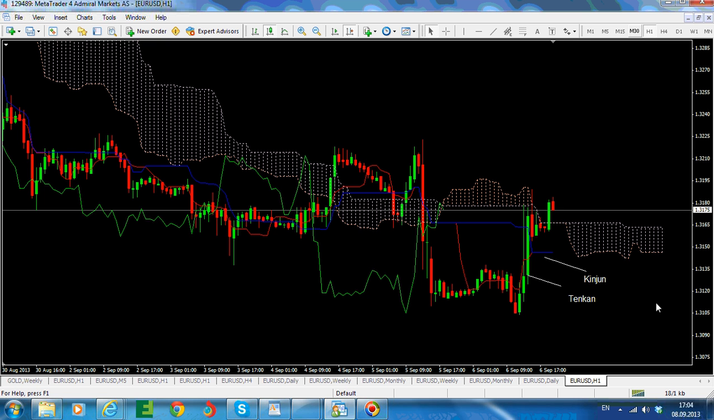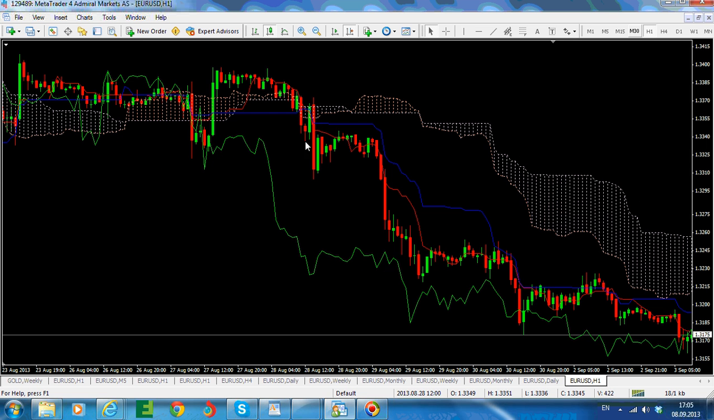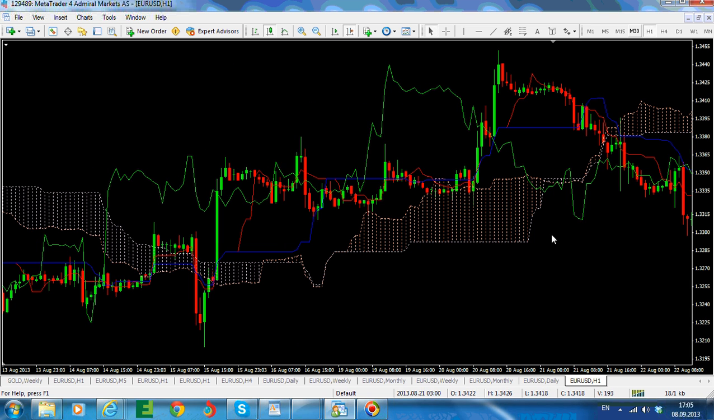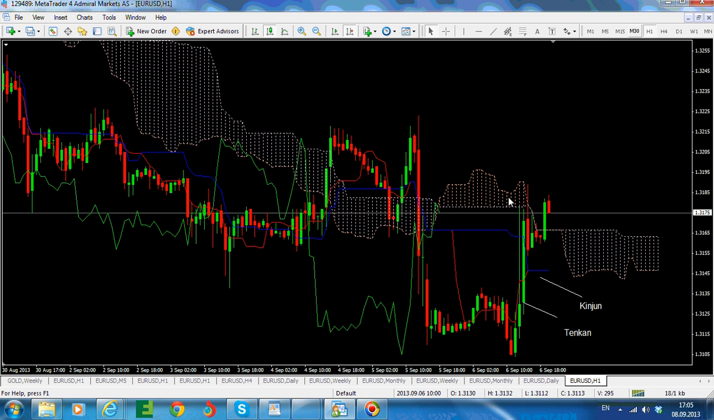Whenever a trend is in place, the Tenkan line, usually the red line, like said earlier, should be above the Kinjun line if the trend is to the upside, and it should be below the Kinjun line if the trend is to the downside. As you can see here, the trend is to the downside, and the Tenkan line, the red line, is below the Kinjun line, signaling a downward trend. In an upward trend, the Tenkan should be above the Kinjun, signaling a bullish, upward trend.